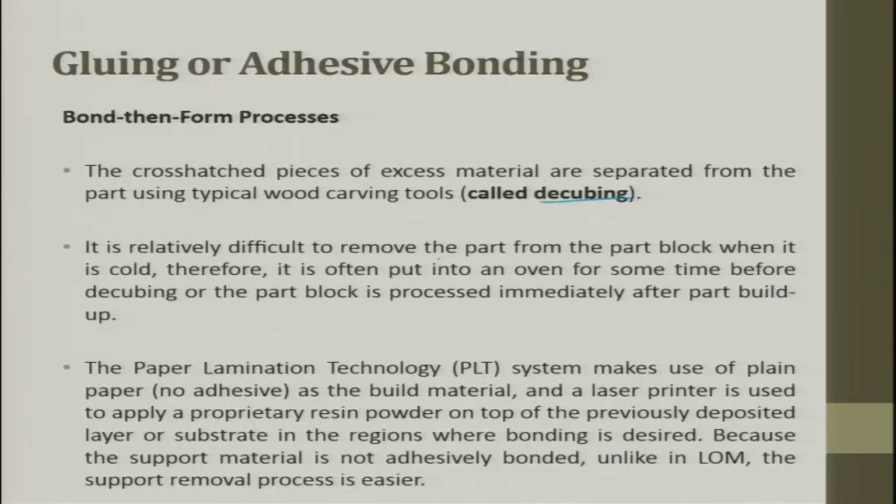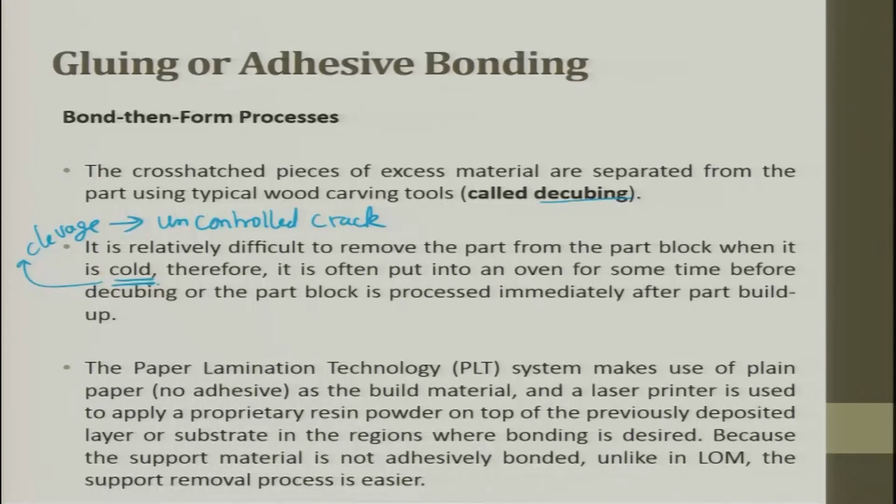It is relatively difficult to remove the part from the part block when it is cold. Therefore, it is often put into an oven for some time before decubing, or the part block is processed immediately after the part building happens. In the cold state, there is a possibility you can generate cleavage. Cleavage means uncontrolled crack. So in order to avoid this uncontrolled crack, we take it to a slightly higher temperature, maintain the temperature, and then we remove whatever extra material is available from the part.